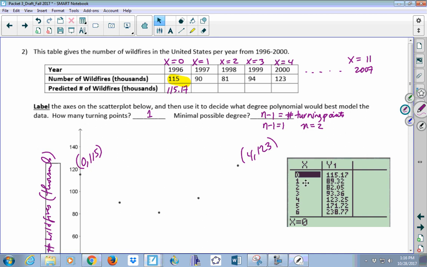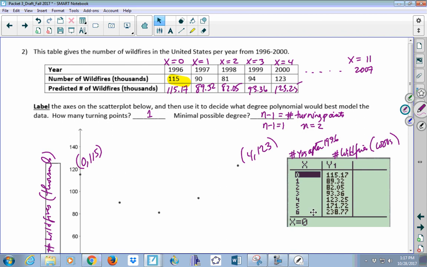At 1, or 1997, 1 year after 1996, it's predicting 89.32 wildfires. So remember, this is number of years after 1996, and this is number of wildfires in thousands. All right. 2 years after, it's saying 82.05. 3 years, 93. Wow, this is amazing how close these predictions and estimates are to the actual data. And 4, 123.25. Wow.